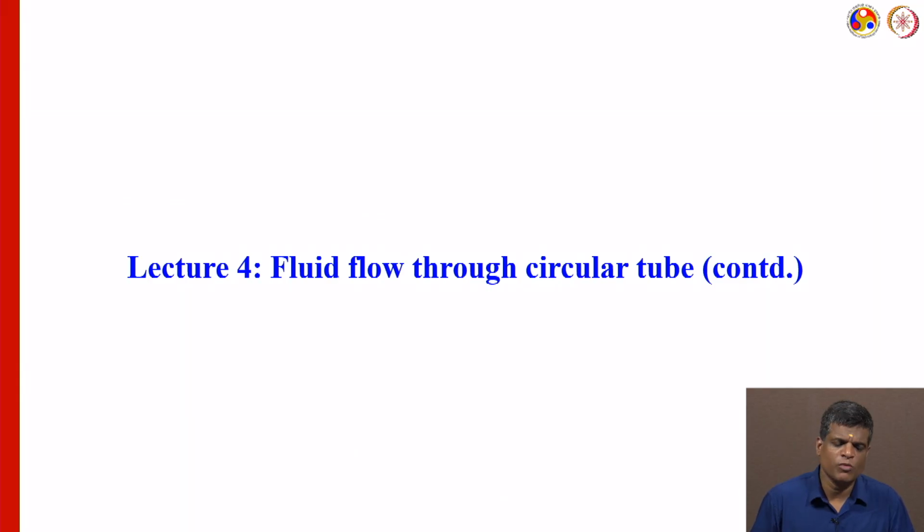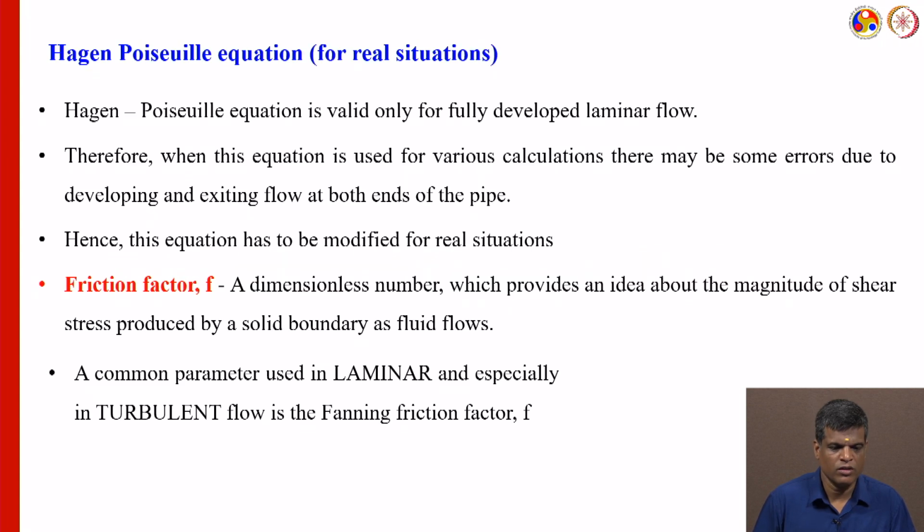Last class we discussed fluid flow through a circular tube. Now the continuation will be here. The Hagen-Poiseuille equation, we already discussed what it is and where we use it. Normally we use the Hagen-Poiseuille equation for laminar flow systems.